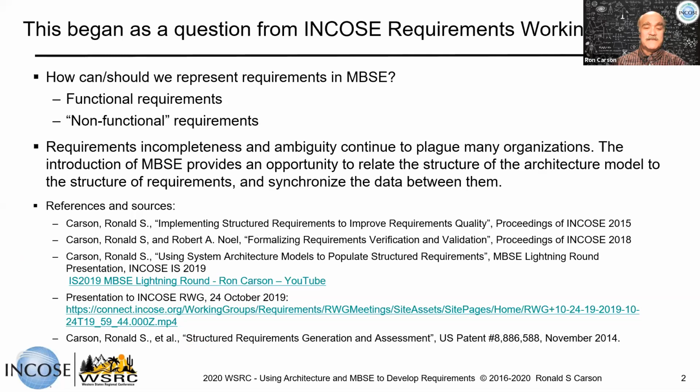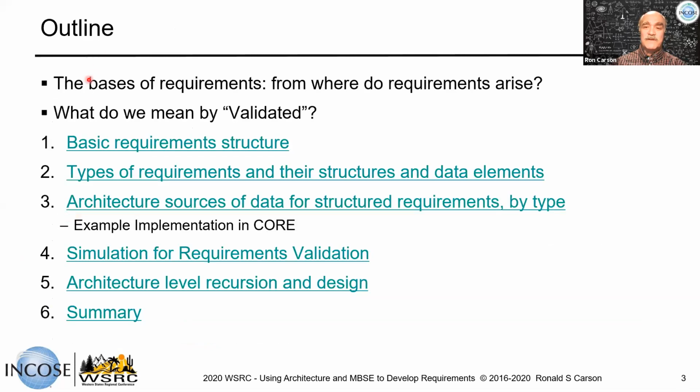So I'm going to talk about different types of requirements and how we can use the architecture and model-based systems engineering to be able to generate different types of requirements. I want to first talk about where requirements come from, what we mean by validated, then talk about basic requirement structure, different types of requirements and their associated structures, and the data elements that go into them. That's really key to being able to move into, well, where can you find that information in the architecture? Then I'll move into an example discussion using an MBSE tool called CORE from the Vitech Corporation. Then talk about simulation for requirements validation and some other techniques, and then how we drill down into the architecture to complete the design. And then we'll summarize at the end and take questions.